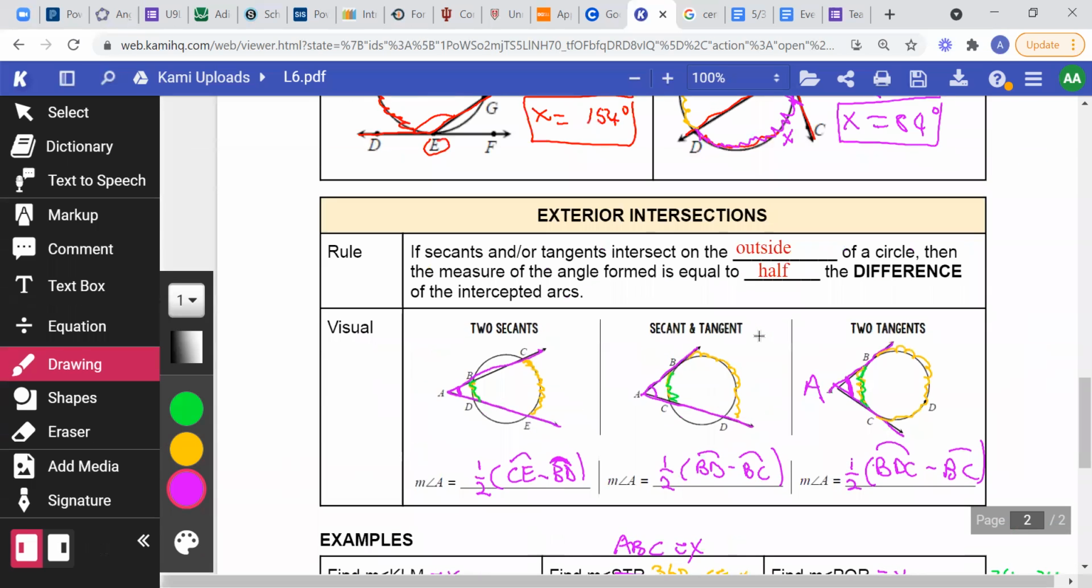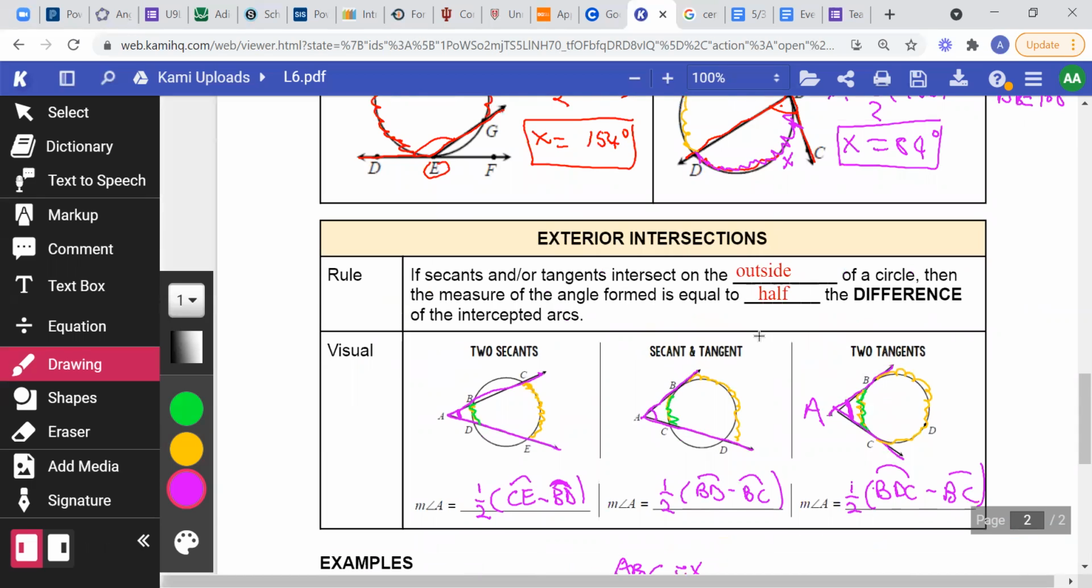So this is all we have for today. To recap, when two chords or secants meet inside the circle, then to find the angle at the intersection, just take half of the sum of the intersecting arcs. Look at the arc in front of that angle and the arc behind it, add them together and divide by 2. That's half of the sum.